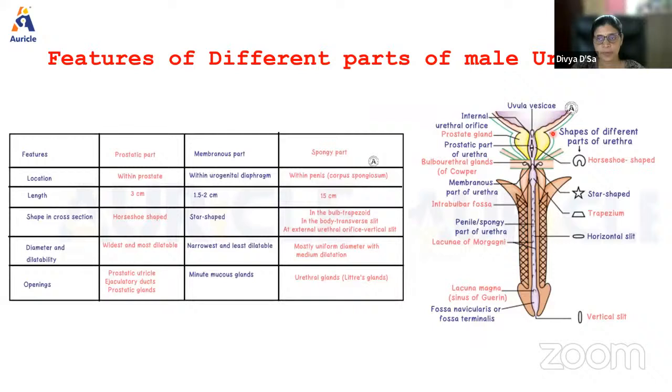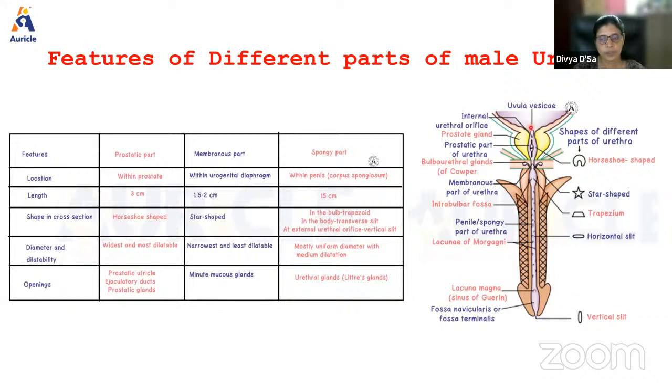Coming to the other parts of the male urethra: prostatic, membranous, and the spongy part. You can draw the diagram, and instead of repeating the same sentences again and again, you can make a tabular column and write the answer this way. The prostatic part is located within the prostate gland, the membranous part within the urogenital diaphragm, and the spongy part within the penis.